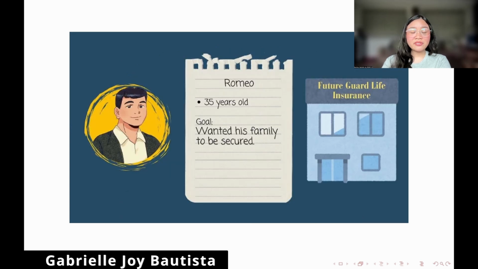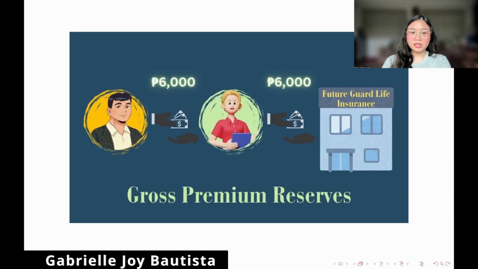Meet Romeo, a 35-year-old man who bought a whole life insurance policy from FutureGuard with a 1 million peso death benefit. To fulfill this promise, FutureGuard uses three key strategies: gross premium or benefit reserves, expense reserves, and the retrospective reserve approach. For gross premium or benefit reserves, Romeo pays 6,000 pesos annually in premiums. FutureGuard sets aside a portion of these premiums into gross premium reserves to ensure the company can pay the 1 million peso death benefit to Romeo's family even many years from now.